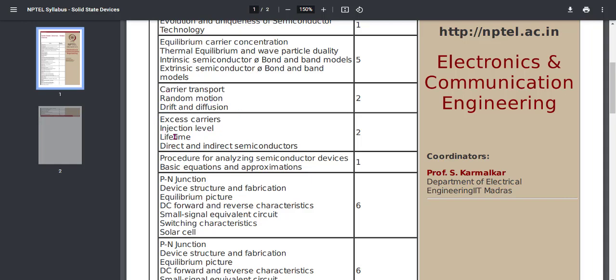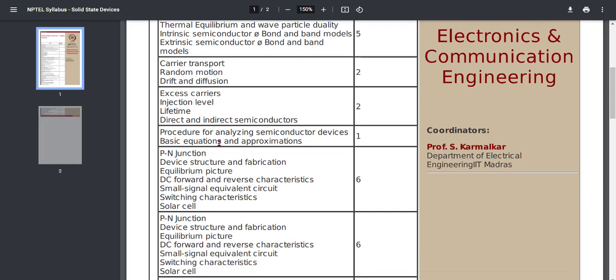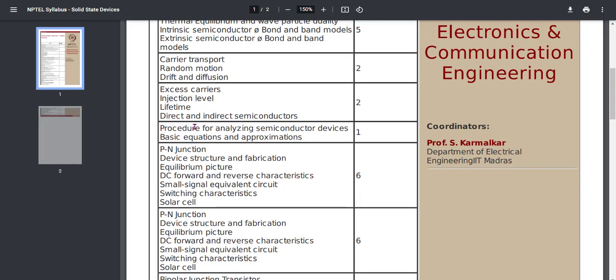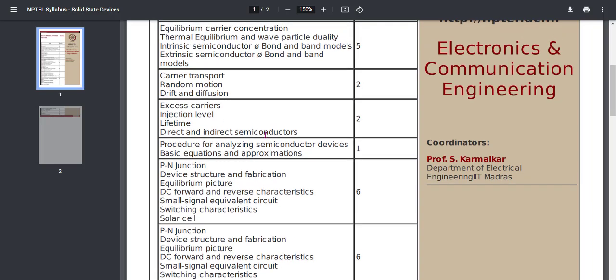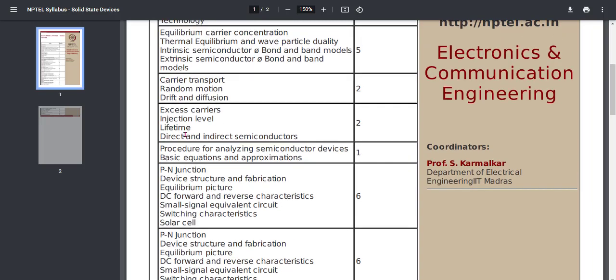Excess carrier, injection level, lifetime, direct and indirect, this is what I was talking about. This is a very important topic now, this is coming, okay. Now here procedure for analyzing semiconductor devices, basic equations and approximations. This topic directly is not mentioned in GATE, but if you look into its syllabus, this is a very important thing. All the formulas he has taught you here, okay. So these 3 parts are quite important.